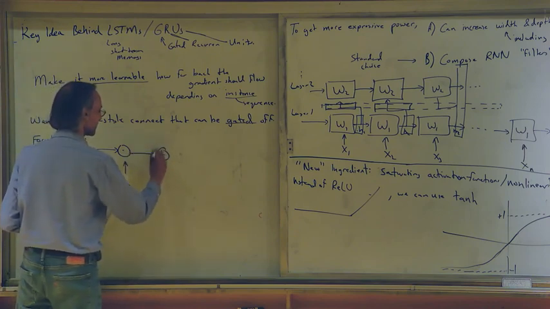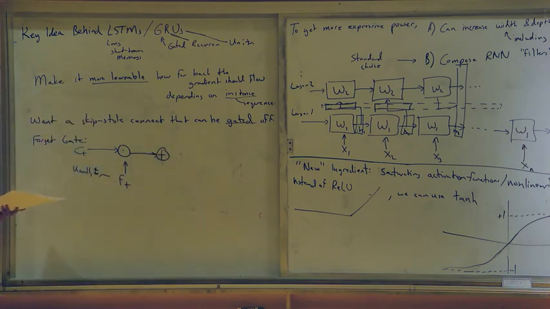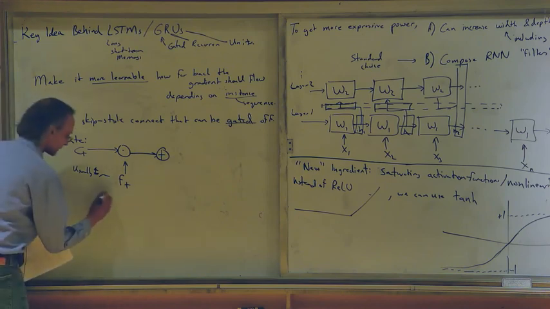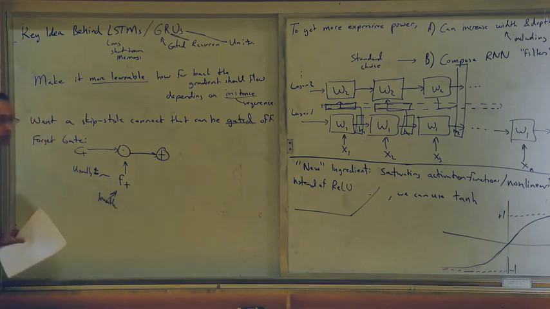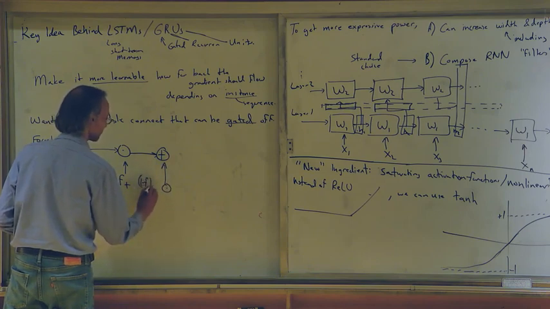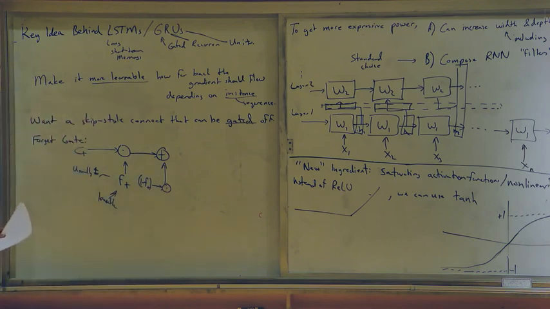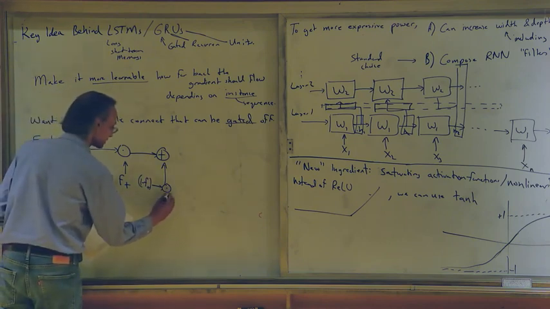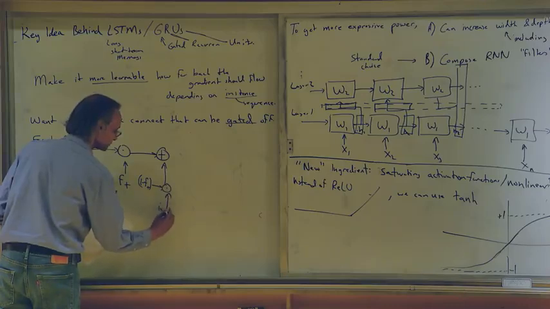Okay? And then, this is a learnable thing. This is learnable. And then, you add to it something which gets multiplied by 1 minus f, and another input, which is learnable.